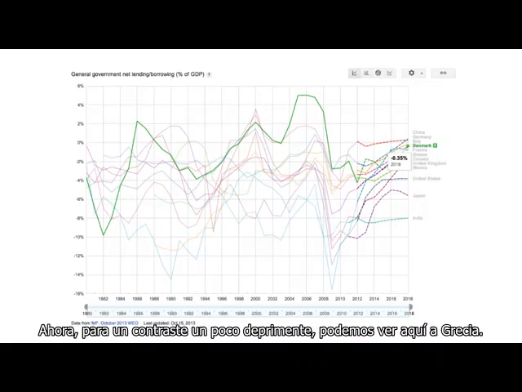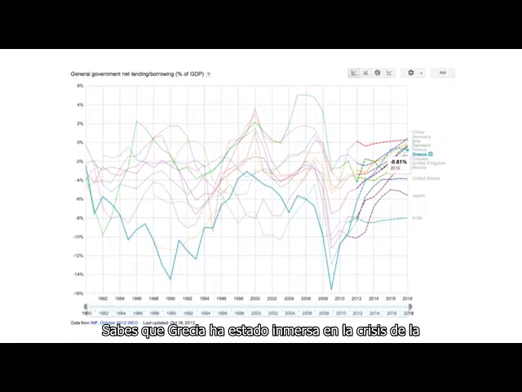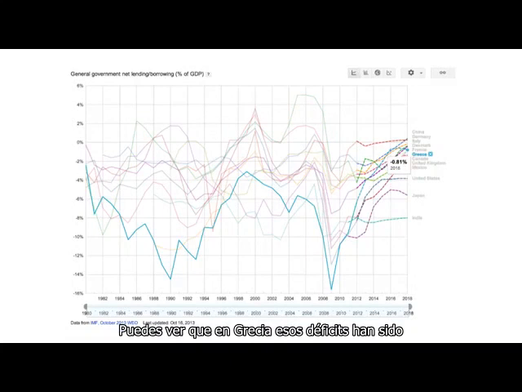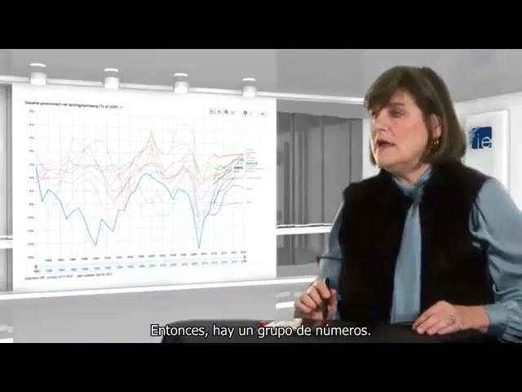Now, for a sort of a depressing contrast, we can see Greece here. You know that Greece has been immersed in the Eurozone crisis, and it's been in recession for 5 years. You can see that in Greece, those deficits have been enormous. We see a deficit that reaches almost 16% of GDP at the bottom of this financial crisis. So there's one group of figures.